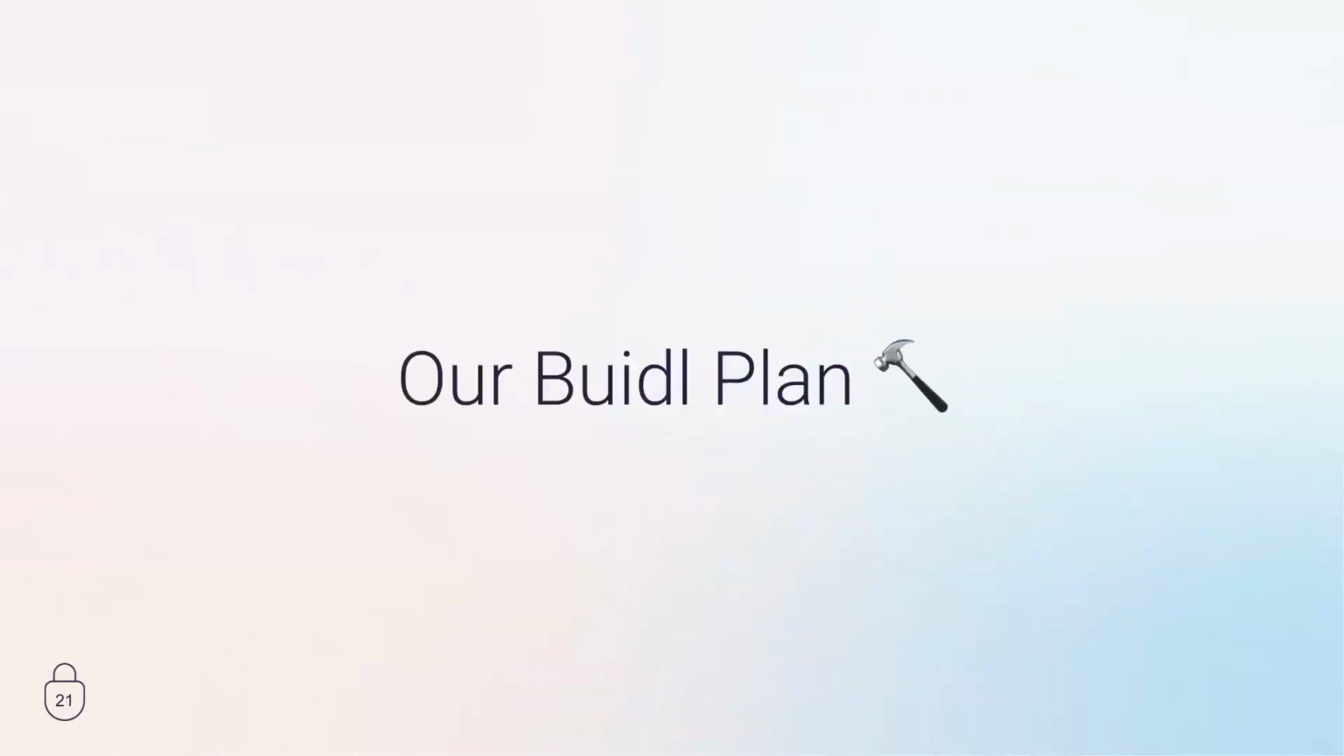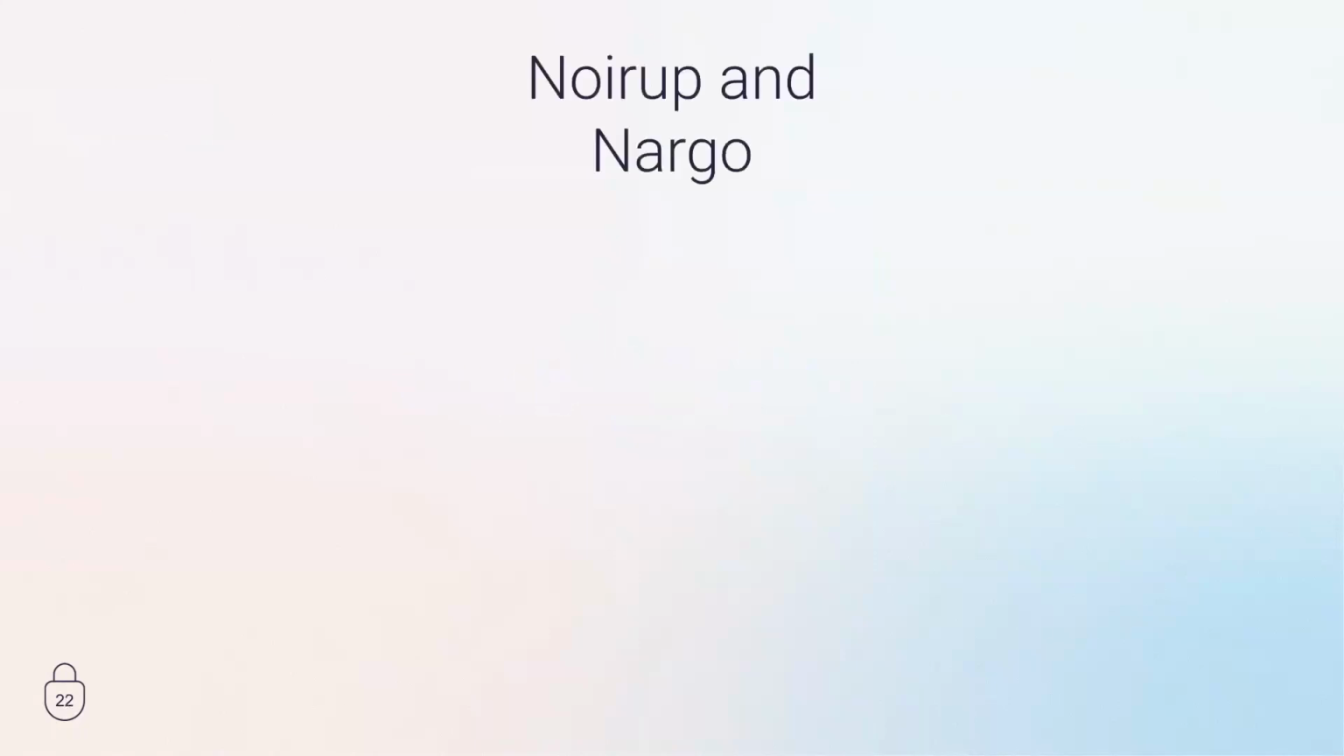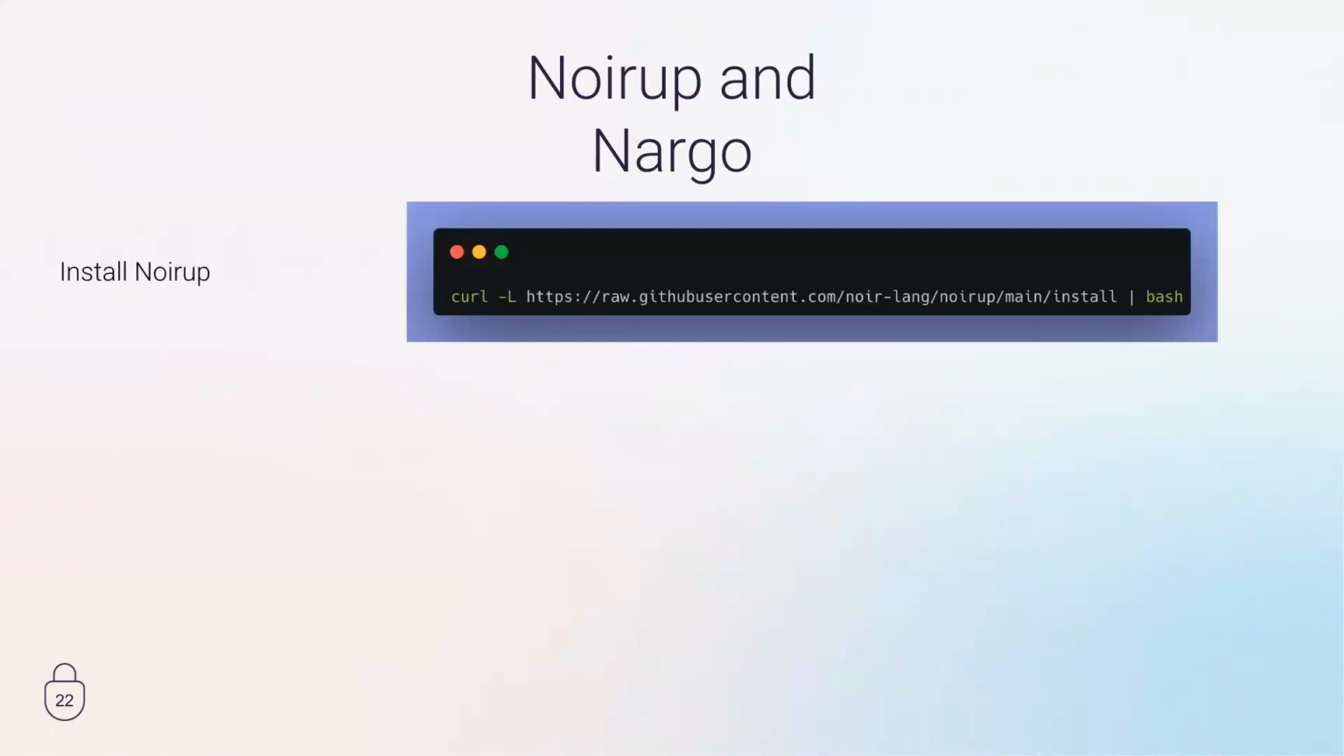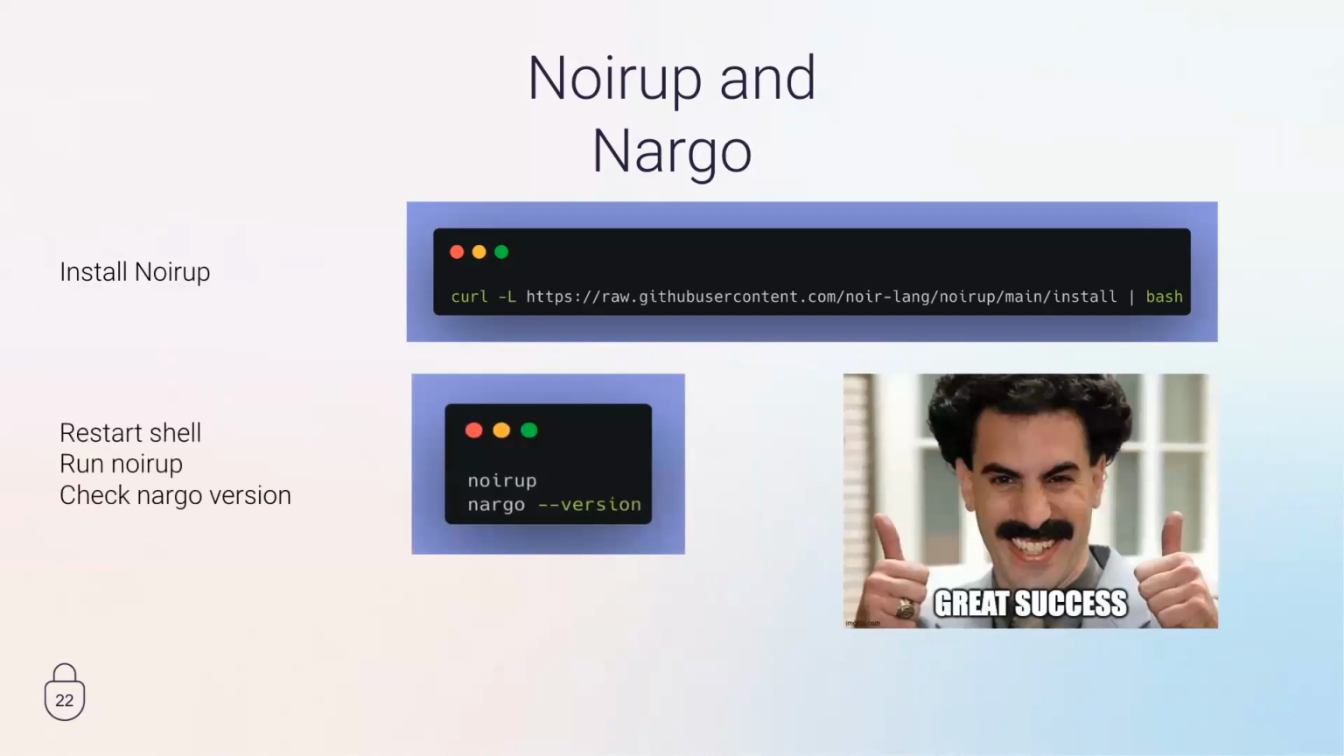So for our demo, our build plan: I'm going to install NoirUp and Nargo. If you're used to Foundryup or Rustup, it's literally just copying this line, and you have a very easy installer and version manager for Nargo. Nargo is like Cargo, but for Noir, so it's kind of Nargo, right? You run that, you get the NoirUp tool, and then you can use it to install nightlies and whatever. And so that's what we're going to do.